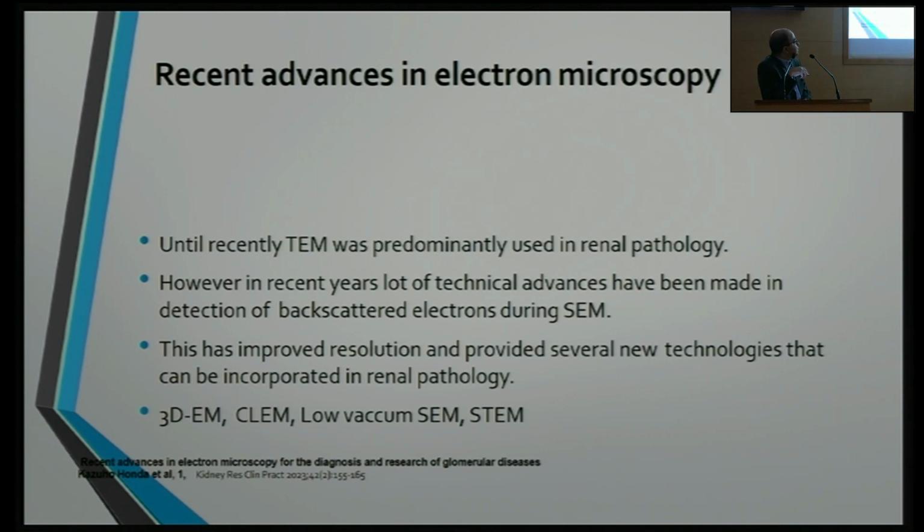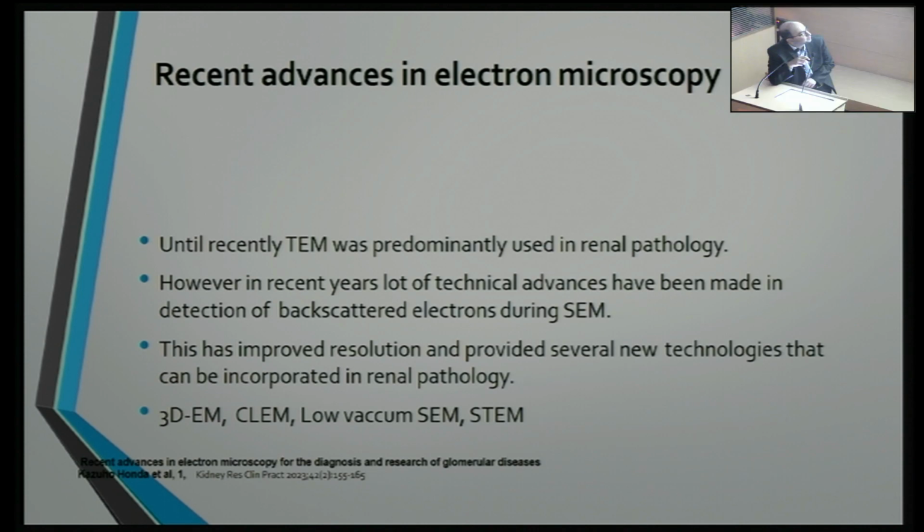So these newer techniques which can be incorporated in renal pathology include 3-dimensional electron microscopy, correlative light and electron microscopy, low vacuum SEM, and scanning transmission electron microscopy. Low vacuum SEM is a particularly interesting one because many researchers have used this directly on sections from the paraffin blocks. So this will not require any special preparation of the tissue. Tissue can be directly sectioned from the paraffin block, stained with metal stain, and undergo electron microscopy.